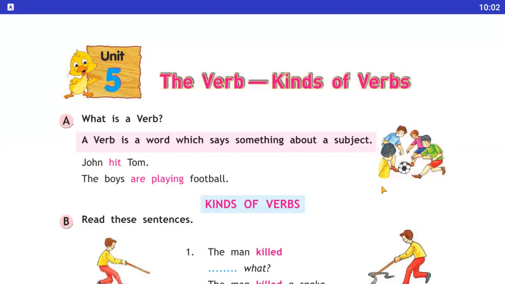Okay students? A verb is a word or a combination of words that indicates action or a state of being or condition. A verb is the part of a sentence that tells us what the subject performs. Okay, students, what the subject performs. Verbs are the heart of the English sentence. Now, children, you have to know that verbs are divided into two kinds.